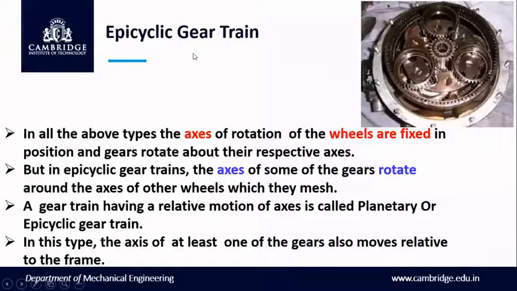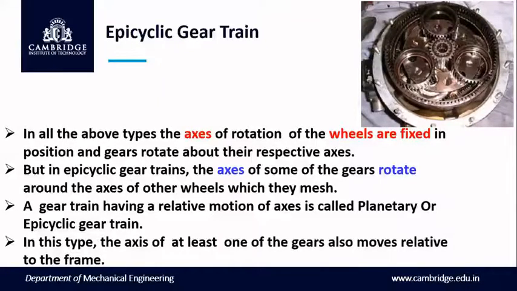The epicyclic gear train, in the figure you can see the diagram of an epicyclic gear train. In all the previous types of gears, the axes of rotation of the wheels are fixed in position, and the gears rotate about their respective axes.